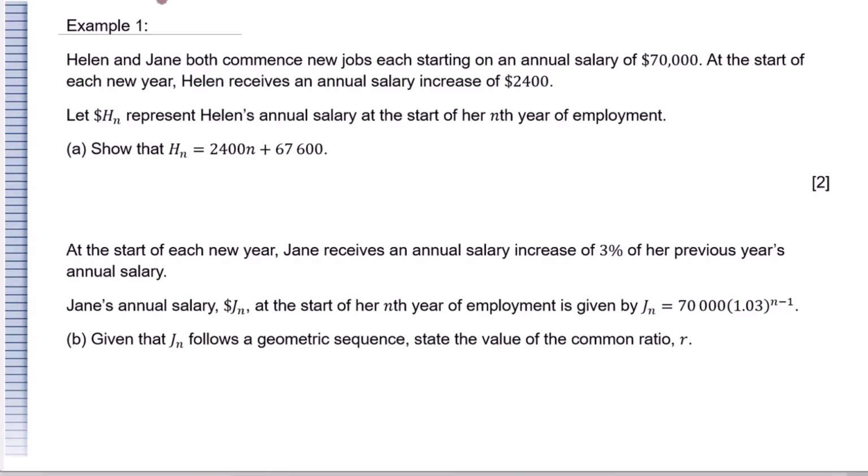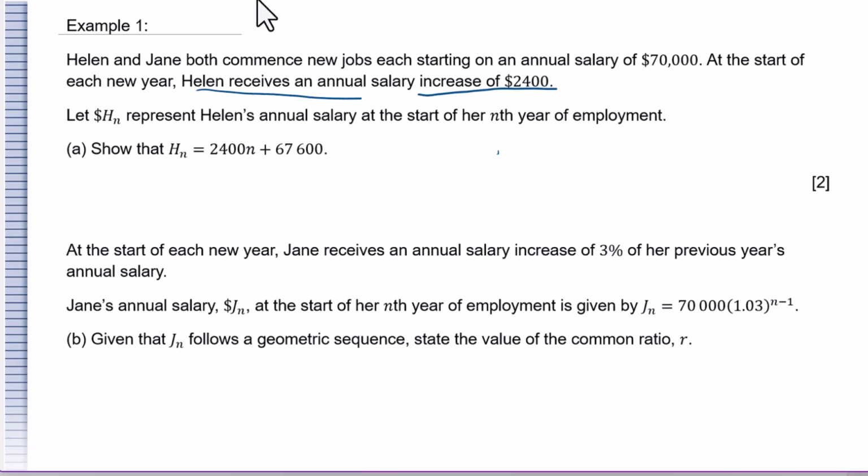Example 1. Helen and Jean both commence new jobs, each starting on an annual salary of $70,000. At the start of each new year, Helen receives an annual salary increase of $2,400. Let H sub n represent Helen's annual salary at the start of her nth year of employment. A. Show that H sub n equals 2,400 times n plus 67,600.